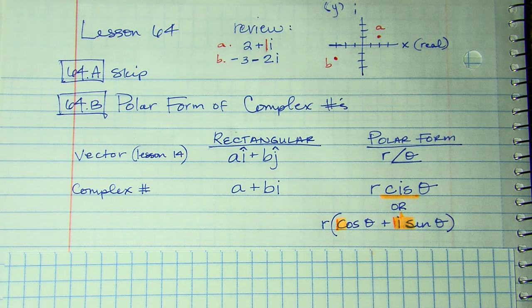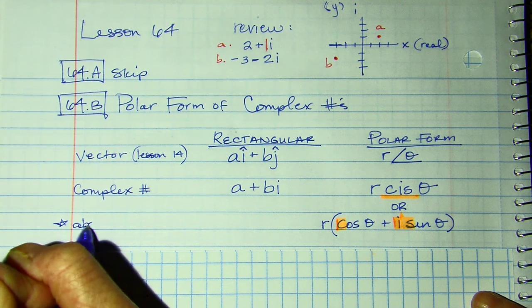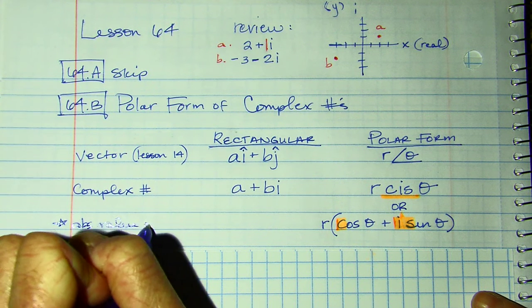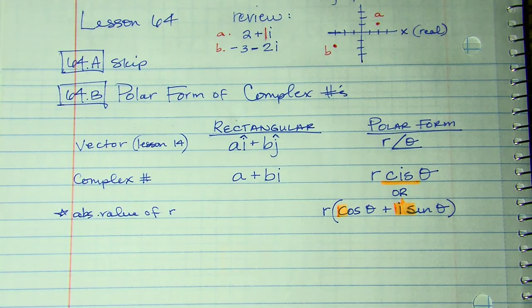Also, r should be the absolute value of r because r stands for the hypotenuse, and hypotenuse is the distance from the origin. So r will always be positive. Okay. So it is the absolute value of r. So it'll always be positive. So we're going to start slow.